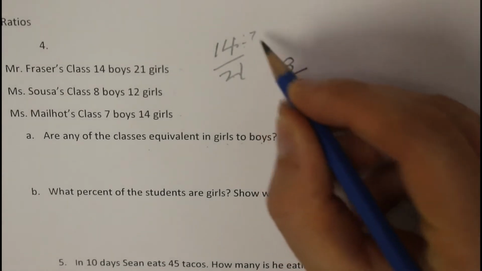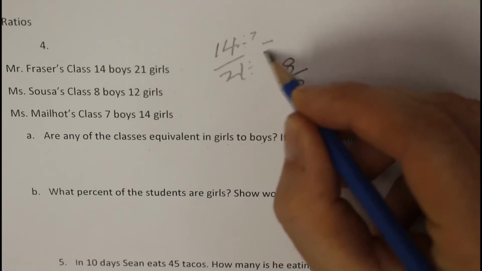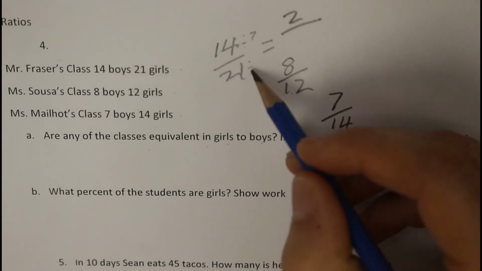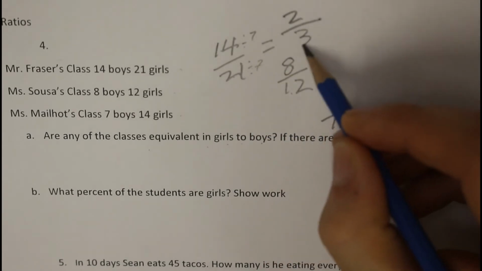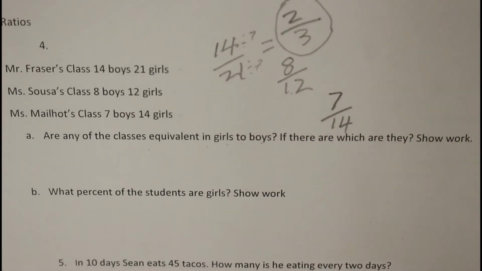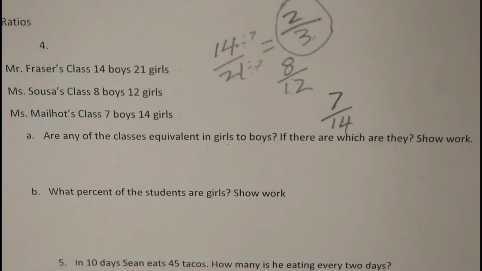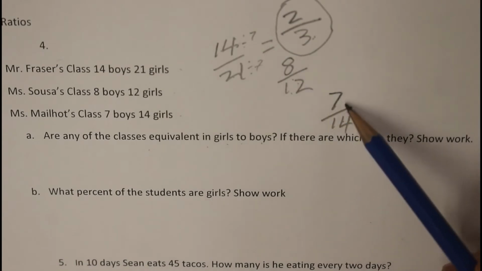So just divide both by 7. 14 divided by 7 equals 2. 21 divided by 7 equals 3. So that is the lowest terms right there. For all the rest, you just need to put these into lowest terms. If their lowest terms match up, they are equivalent. If they don't, they're not. I'm not going to do the rest, so you have to figure out these next two.